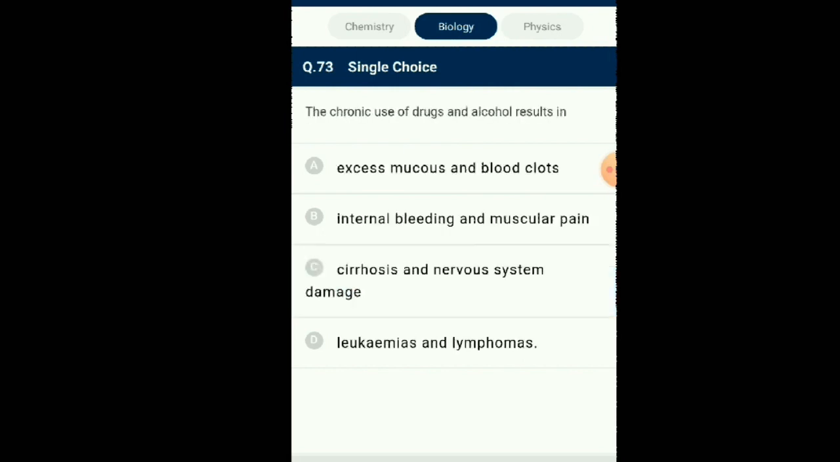Question number 73. The chronic use of drugs and alcohol, especially during adolescence, may produce long-term effects. It could lead to heavy consumption in adulthood. The chronic or excessive use of these addictive drugs and alcohol damages the nervous system and liver, and causes cirrhosis. These drugs and alcohol also produce other harmful effects. So the answer for this question is option C, cirrhosis and nervous system damage.